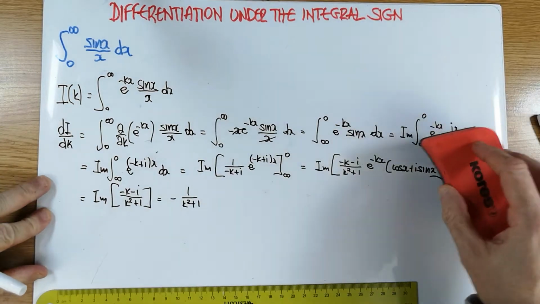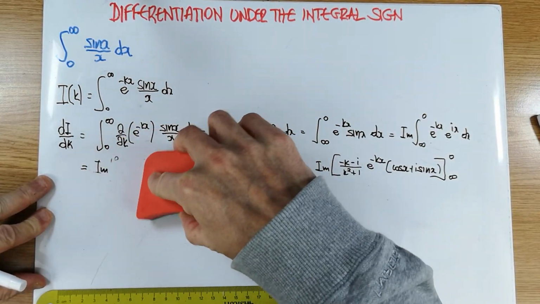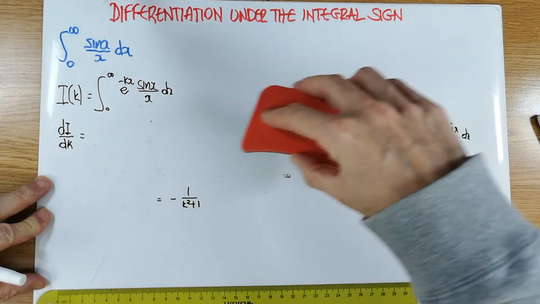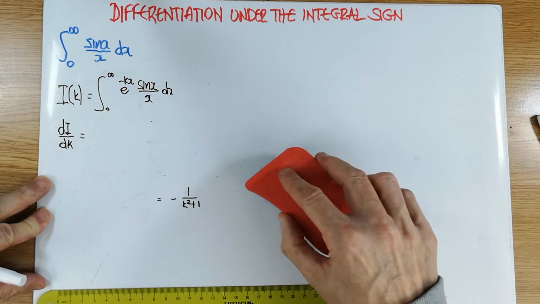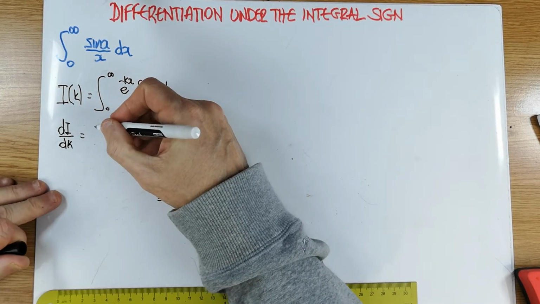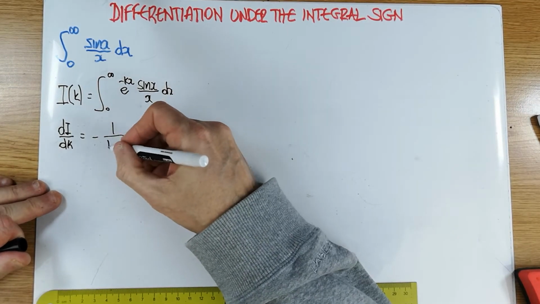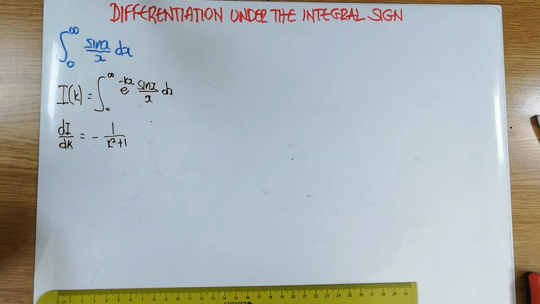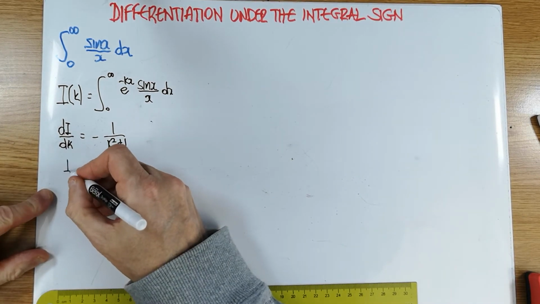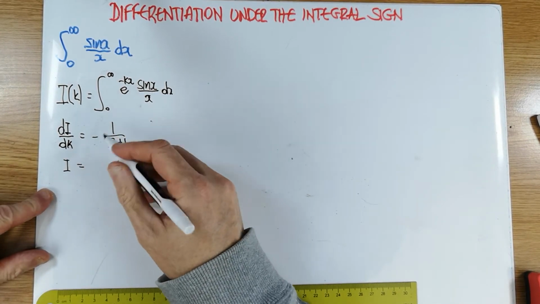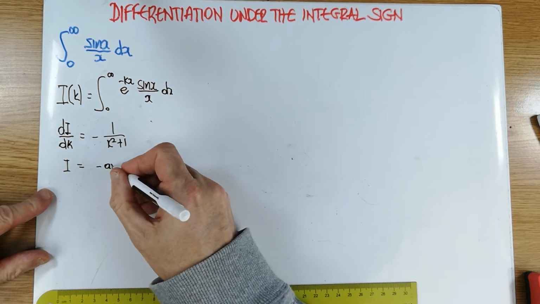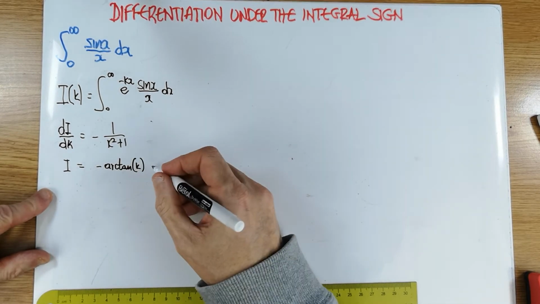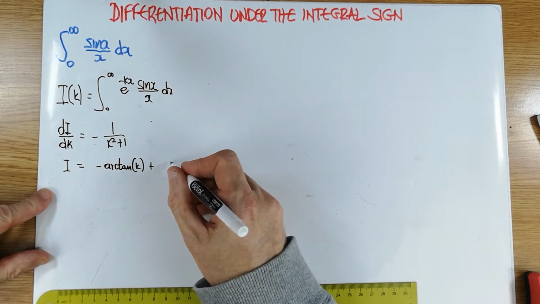So let's lose all these in-between workings and write it here, and then we'll reverse our steps, and hopefully we'll get our answer very, very quickly. So that's going to be minus 1 over k squared plus 1. And now we're after the I of k, so integrating both sides. This is just an arctan, so it's going to be minus the arctan of k plus some constant c.